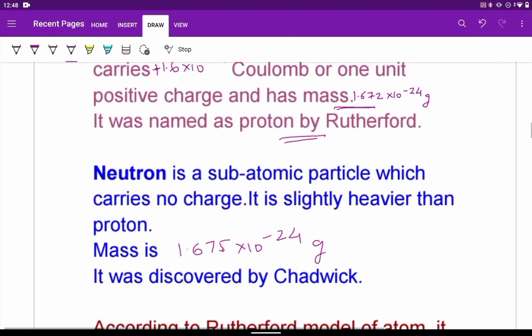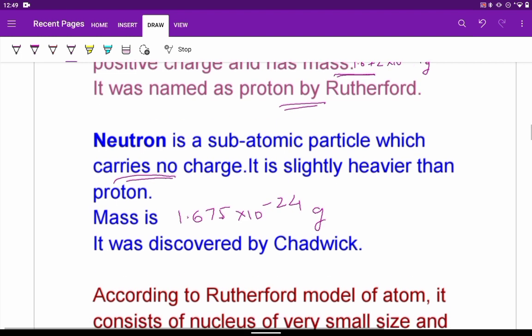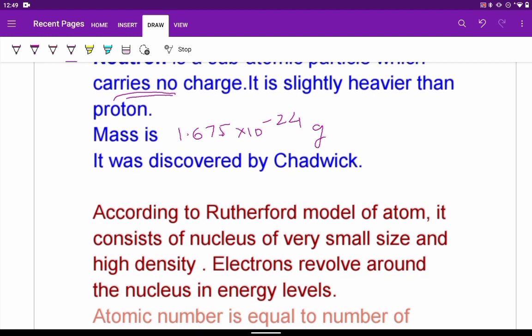Next subatomic particle which is very important is neutron. It is a subatomic particle, carries no charge, so it is neutral. From neutron, you can remember neutral. And I know everybody knows this. It is slightly heavier than proton, little bit heavier. Its mass is 1.675. You see, one decimal is here. 1.675 into 10 to the power minus 24 grams. It was discovered by Chadwick.